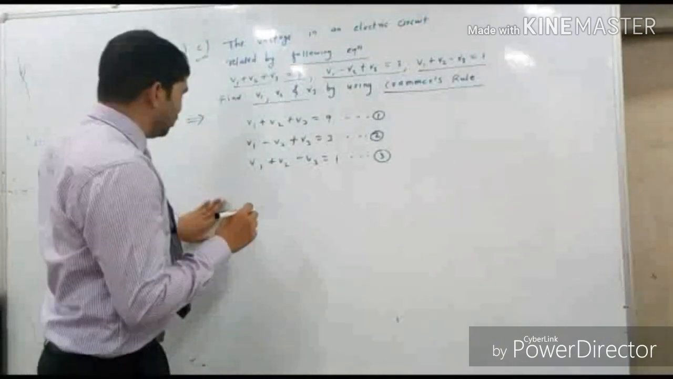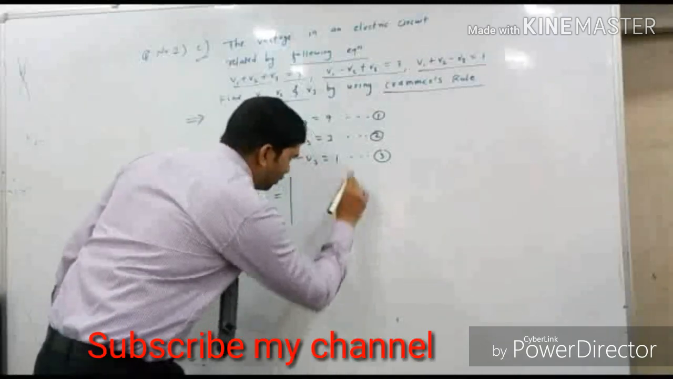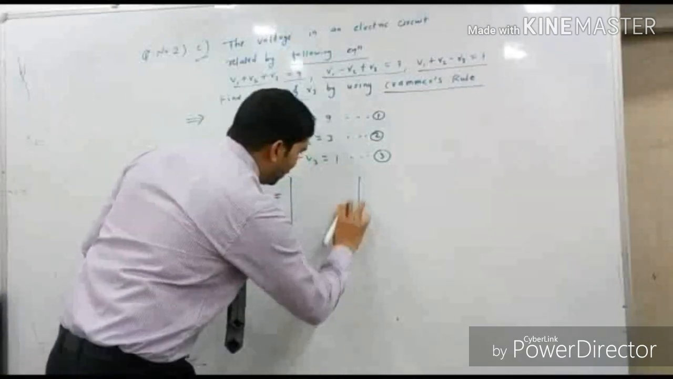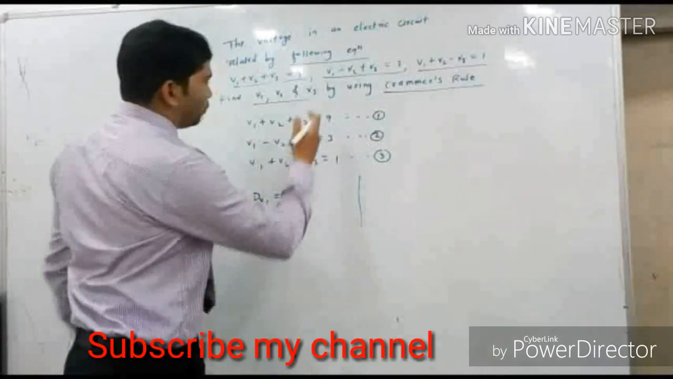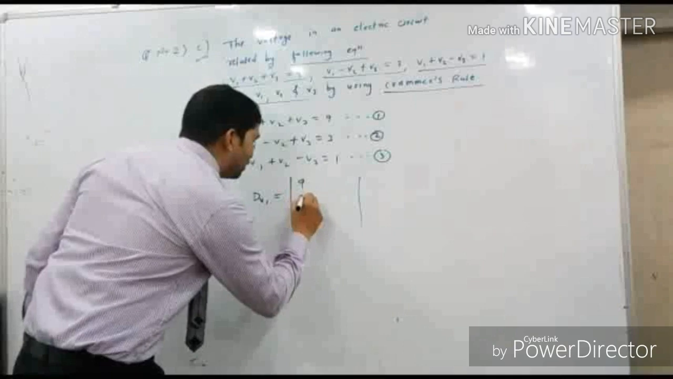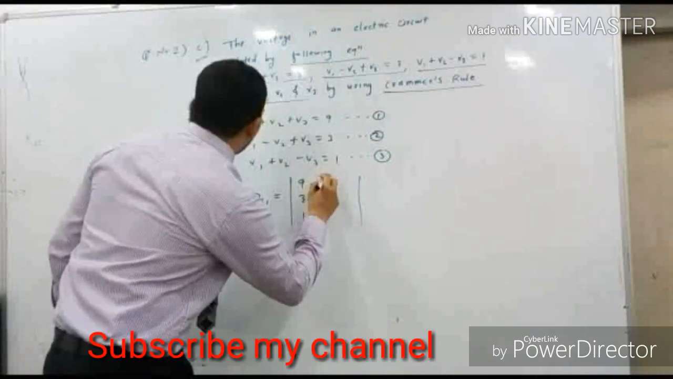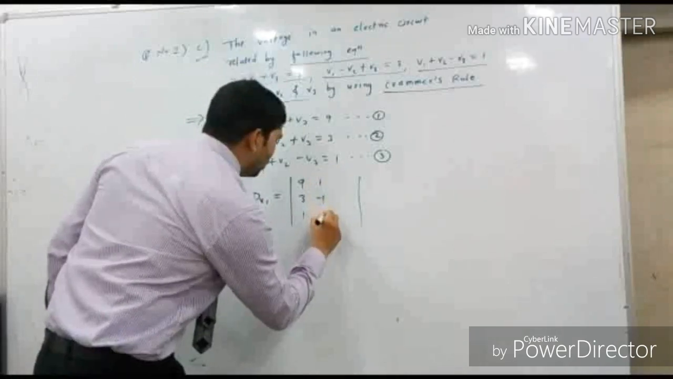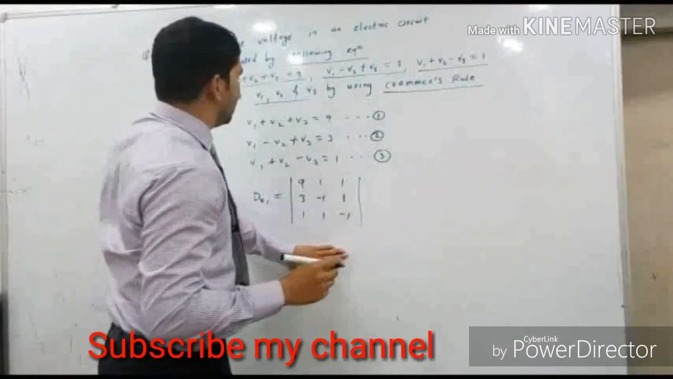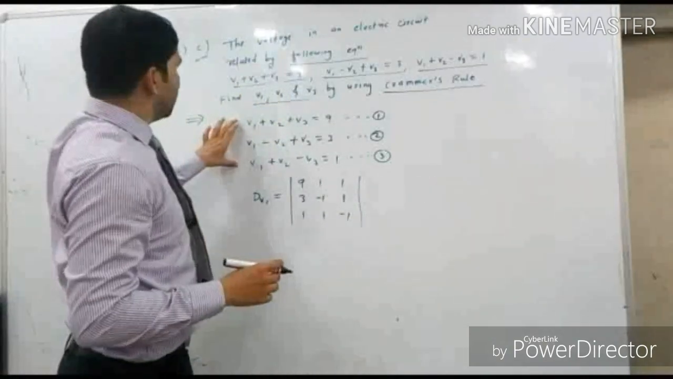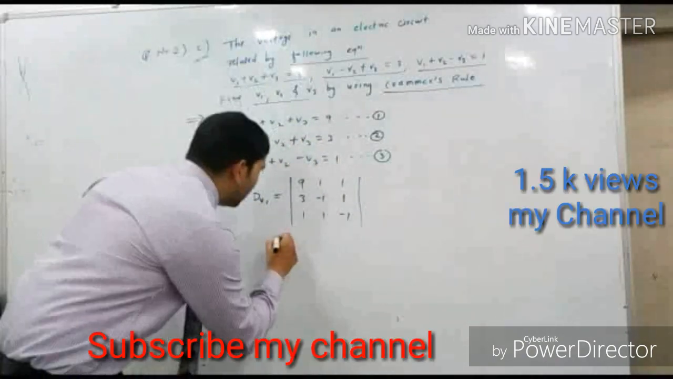After finding D, we have to find dV1. So by Cramer's rule, with 3 by 3 determinants, we have to take dV1. Instead of V1's values, we take the right hand side values 9, 3, 1 here. Then as it is V2's coefficients 1, minus 1, 1, and here 1, 1, minus 1, that is V3's coefficients. Instead of V1, we take 9, 3, 1, the right hand side values, for finding dV1.